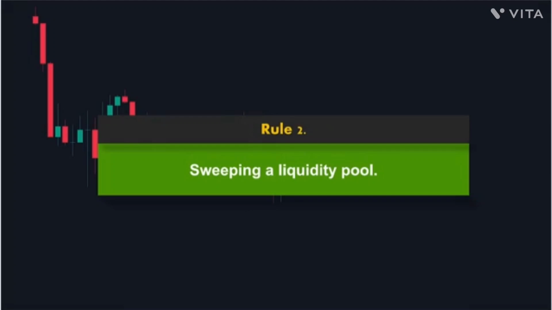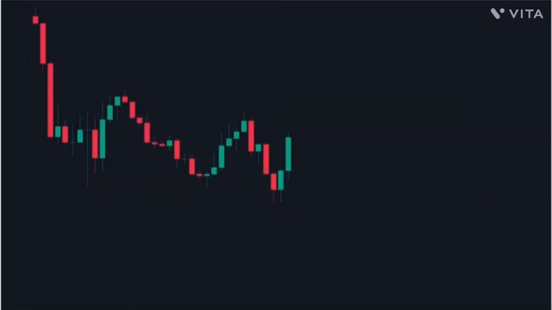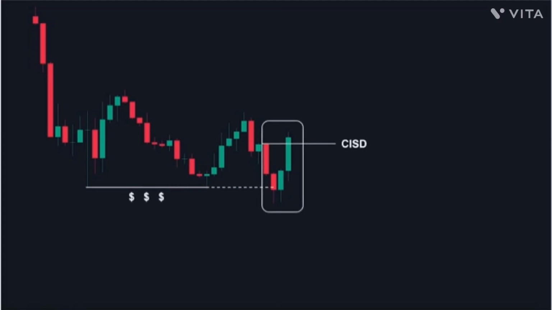Rule number 2. Sweeping a liquidity pool. A high-quality CISD setup often occurs after the market sweeps liquidity from one side. Liquidity pools form around obvious equal highs and lows where traders place stop losses. When the price sweeps these levels, it triggers those stops, engaging liquidity and setting up a potential reversal.